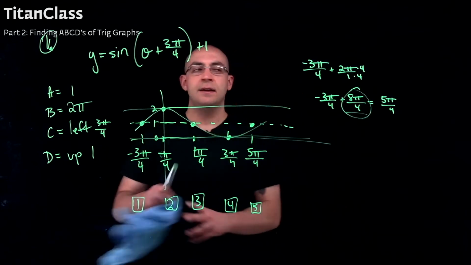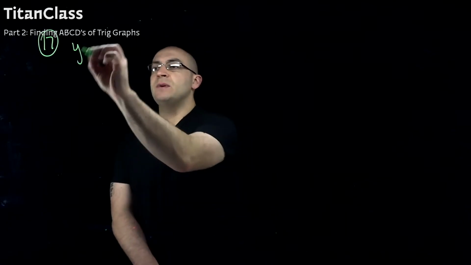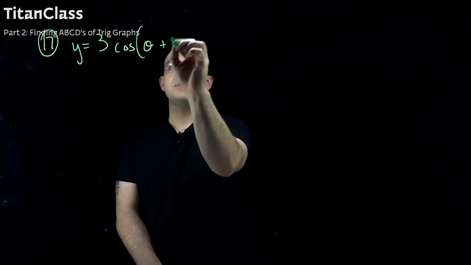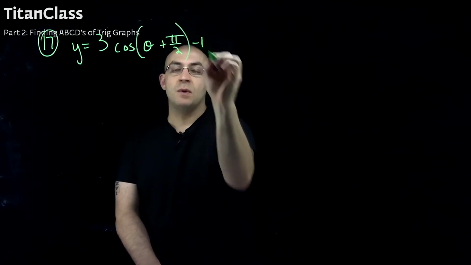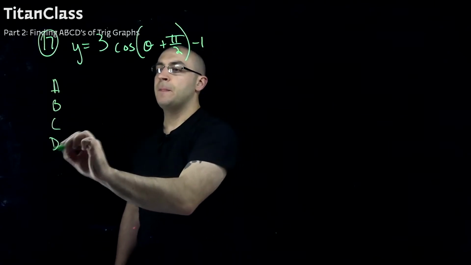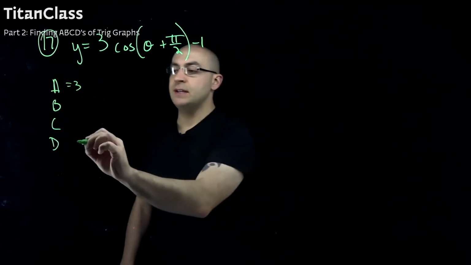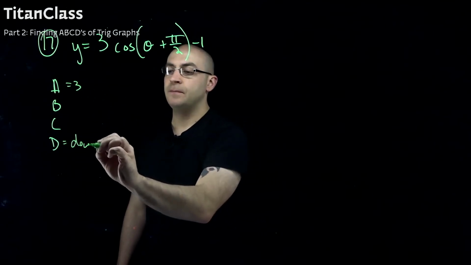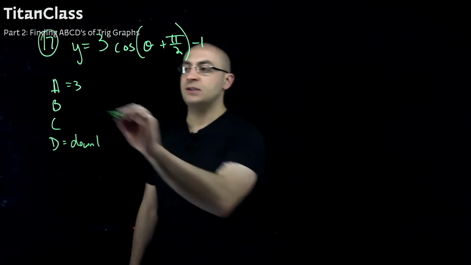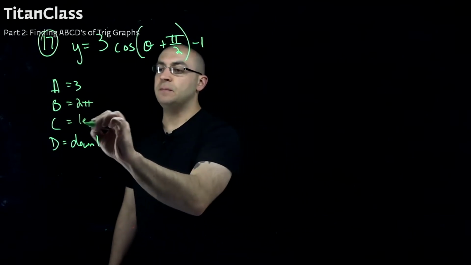It's no good. Okay, let's go ahead to number 17, and we will do a cosine function. Number 17 is going to be y equals 3 cosine of theta plus pi over 2 minus 1. Okay, so again, let's find our ABCDs. The a value in this case is going to be 3. The midline, or d, is going to be down 1. Our period, again, there's no value in front of theta, so that's just going to be 2 pi. And our phase shift is left pi over 2.